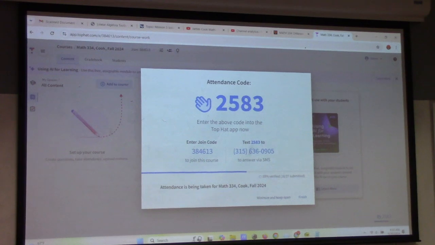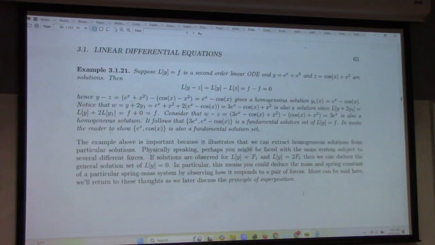So, there's your favorite code on the board. Let's see here. Not really. The attendance sheet's going around. So there's also that.